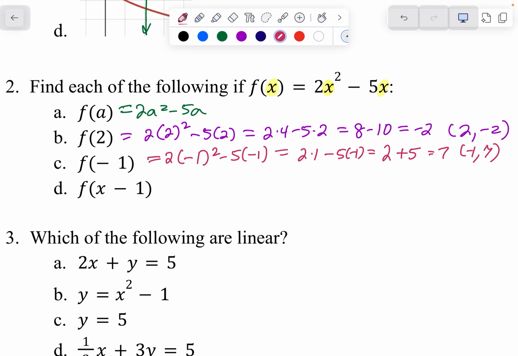Okay. Do we have any questions about 2, A, B, or C?